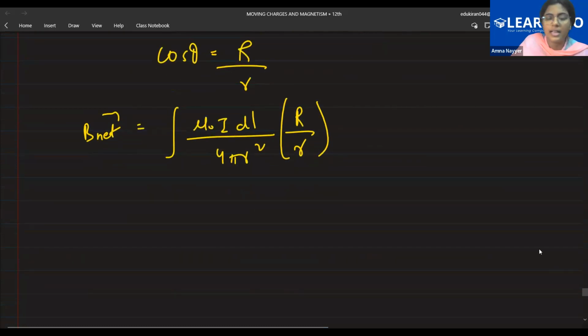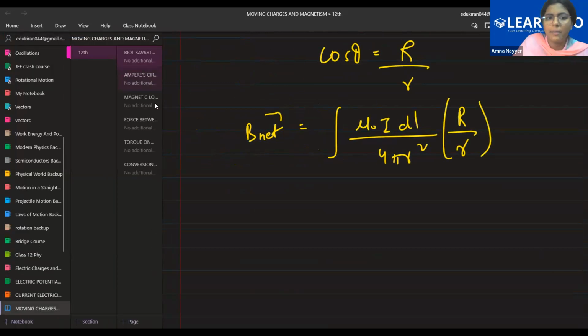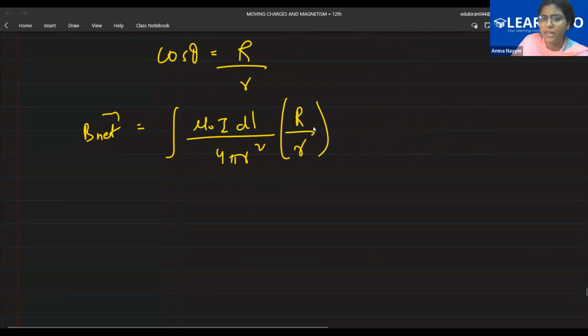In the next class, I'll straight away ask you wherever this cos and sine come, because other derivations are also left. You have Ampere circuital law, magnetic Lorentz forces, conversions, where you will get the trigonometric values. Even if not in this chapter, in other chapters you will get them. So net magnetic field is dB, this is cos theta. So dB cos theta.